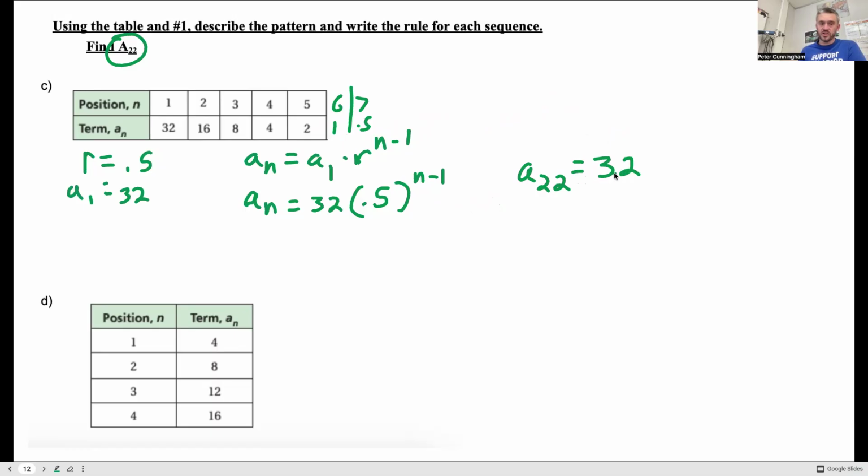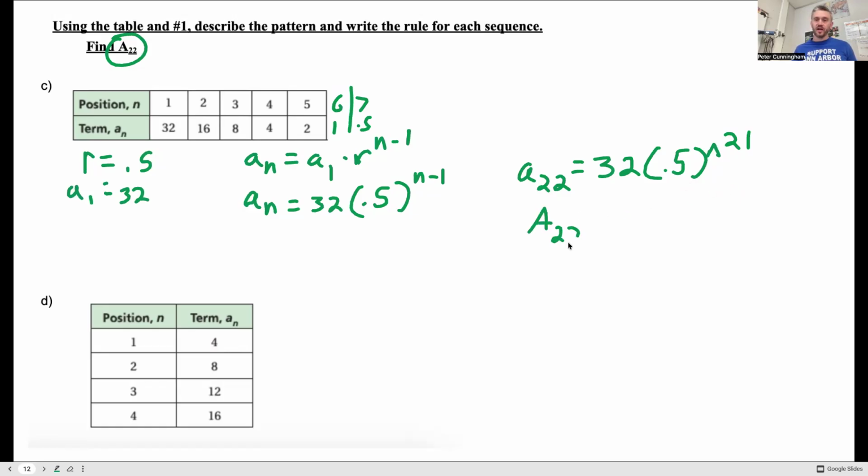So 32 doesn't change. That's still my first term. 0.5 doesn't change. That's still my rate. I need to go to the power, and in your calculator, there's a little caret button there. You need to go to the power of n minus 1. Well, if n is 22, then that means n minus 1 is 22 minus 1. 22 minus 1 is 21.